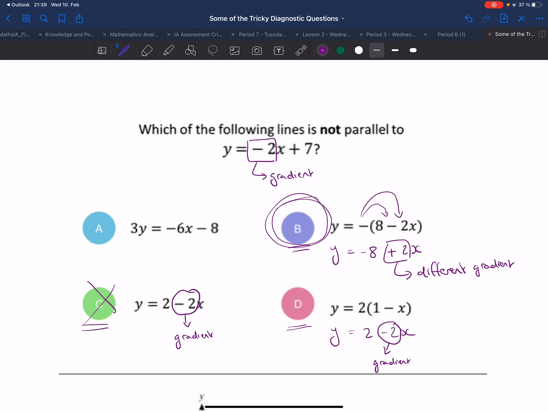Let's just check that A is parallel to it. Should be, and we can tell. At the moment we've got 3y, but to be able to find the gradient I need it to be in the form y equals something. So I'm going to divide everything through by 3. Then I'll have y equals -6x divided by 3 is -2x. And then 8/3, I'll just leave as 8/3. And there again, our gradient is -2. So B is definitely our one that's not parallel to that other line.